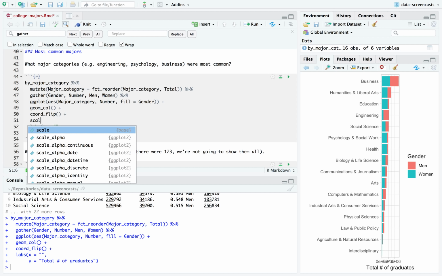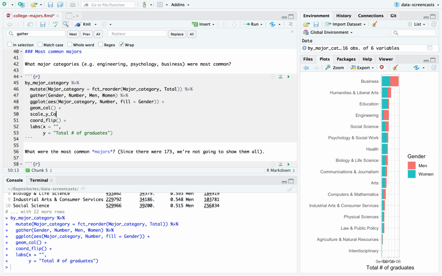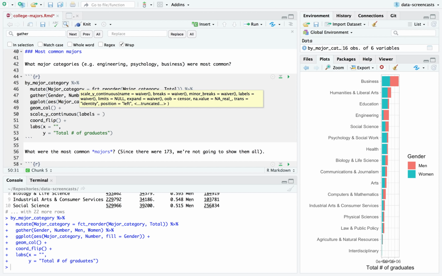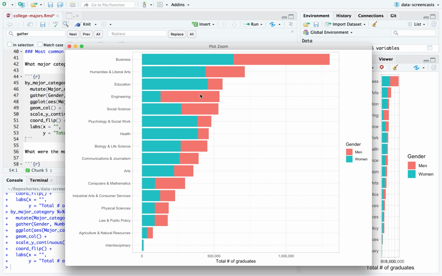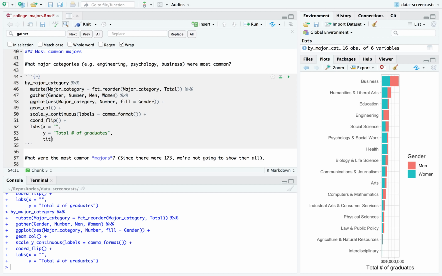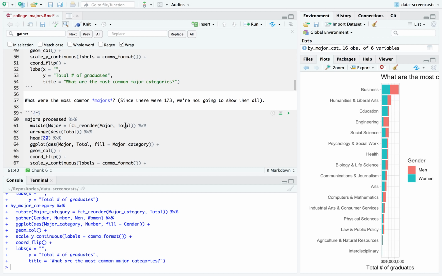Heck, I would probably throw the scale y continuous labels equals comma format, I would give this a title like, what are the most common major categories, and I would probably drop this graph.